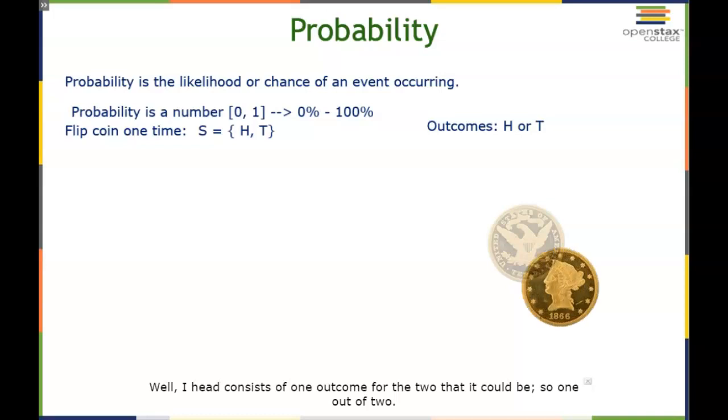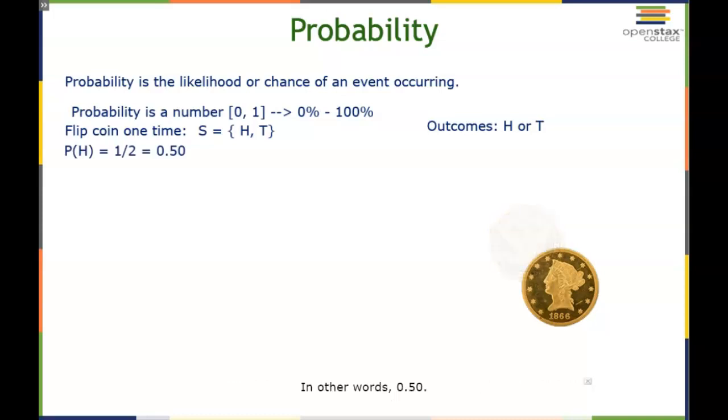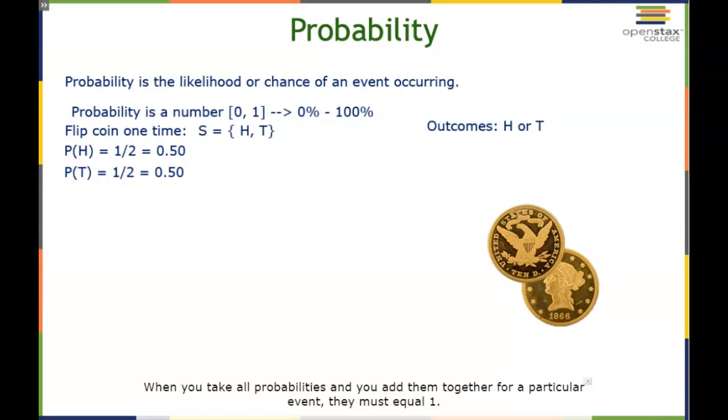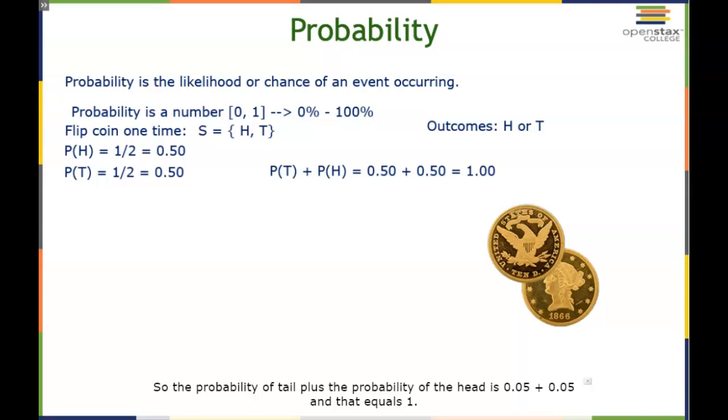Well, a head consists of 1 outcome out of the 2 that it could be. So 1 out of 2. In other words, 0.50. What's the probability of tails? Again, that's 1 outcome out of the 2 possible outcomes, and therefore that's 0.50. When you take all probabilities and you add them together for a particular event, they must equal 1. So the probability of a tail plus the probability of a head is 0.50 plus 0.50, and that equals 1. All of our probabilities will add up to 1 for an event.